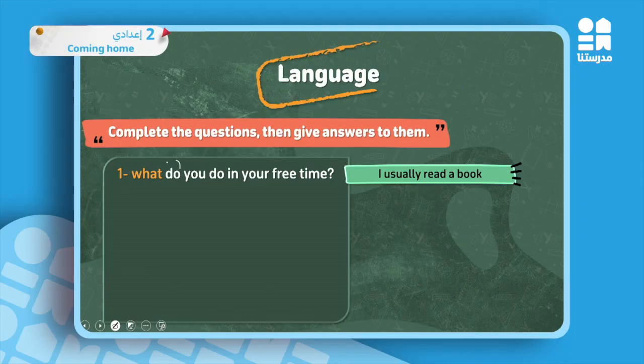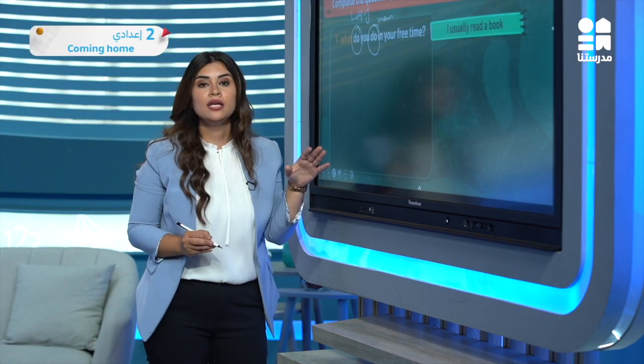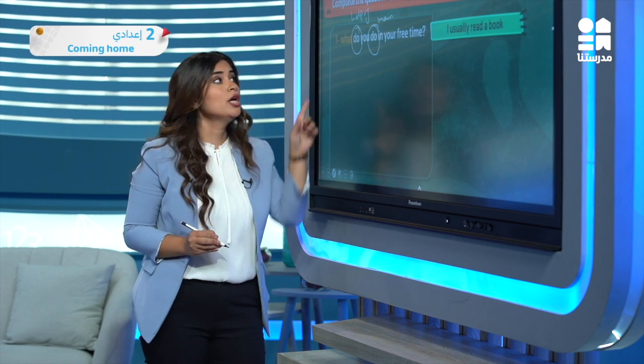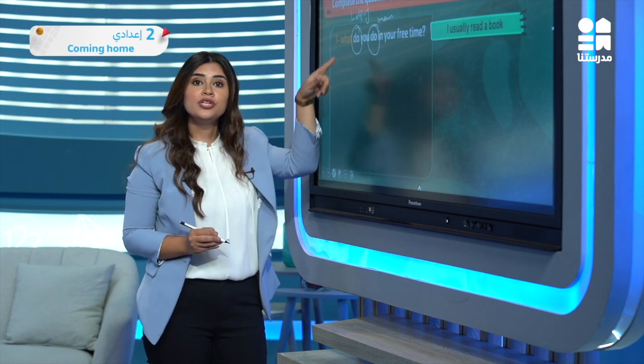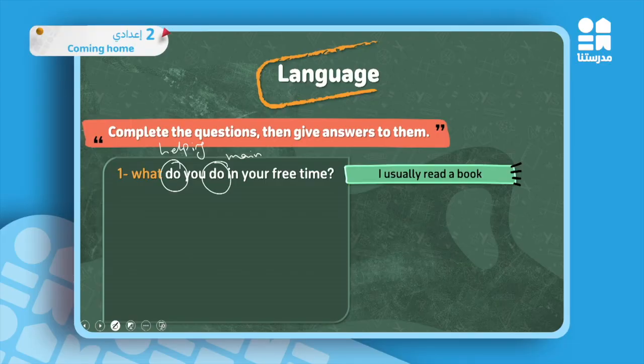Okay, here we have do and do. The difference between them is one is a helping verb and one is the main infinitive verb. So make sure that every time you start a question with what, who, any WH word, you have to add do or does for the present simple tense. Now, what do you usually do in your free time? I usually read a book.